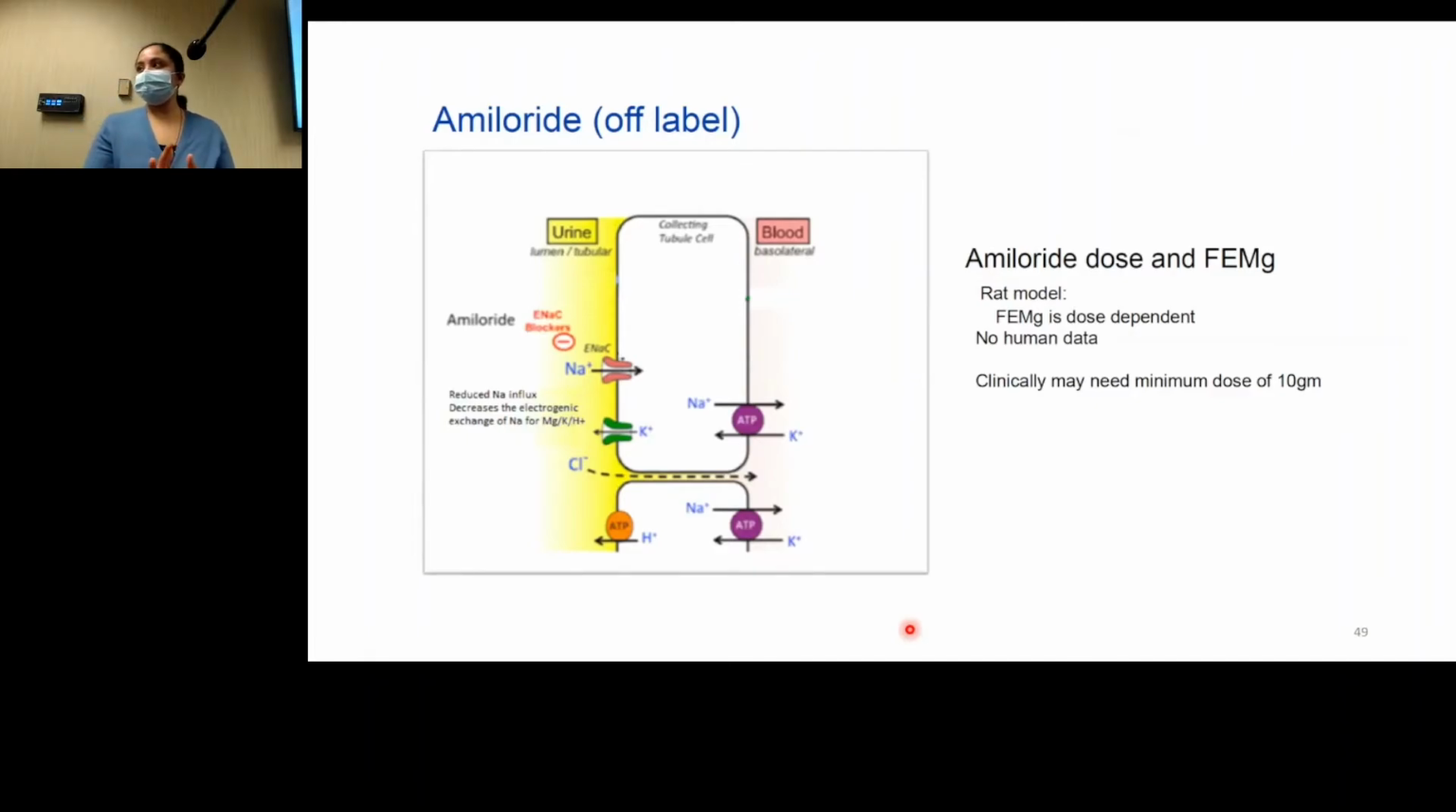Amiloride, again, as I said, off-label use. It's an ENaC blocker, reduces sodium influx, decreases the electrogenic exchange of proton, potassium, magnesium. Has been mainly used in mice, but clinically, actually, we are using it, and I've seen they need at least 10 milligram dose for their fractional excretion of magnesium to go below 10%. So that is, amiloride can be used. But again, have to keep in mind risk of hypotension and volume depletion from that.